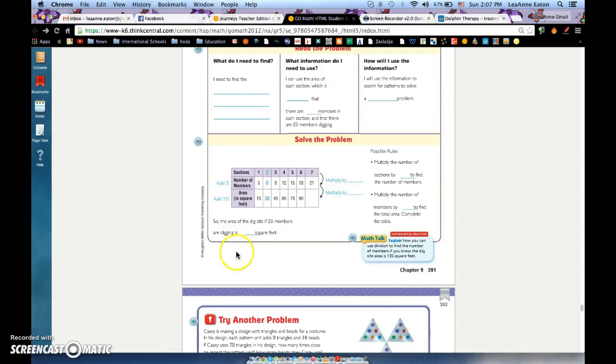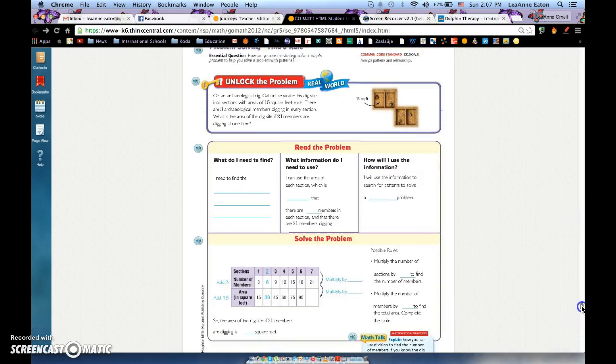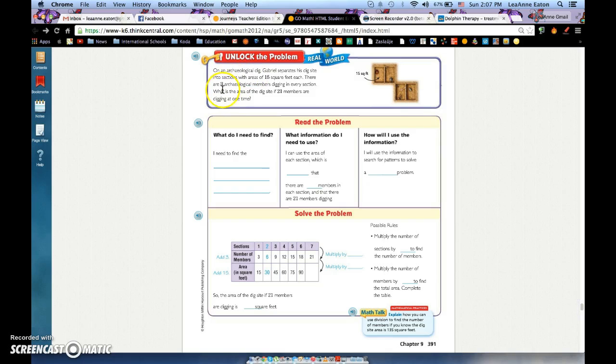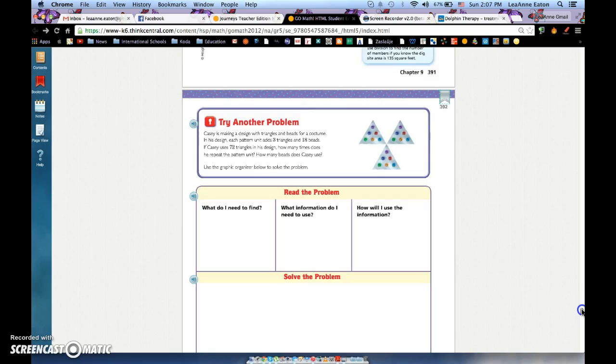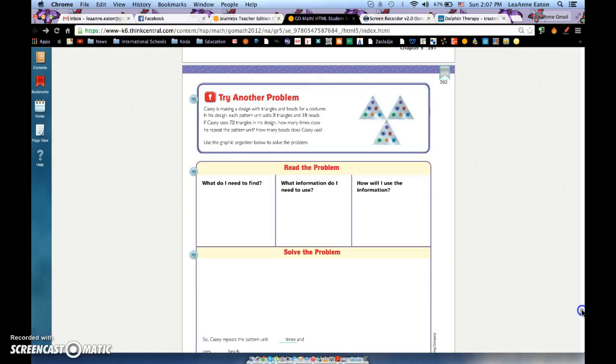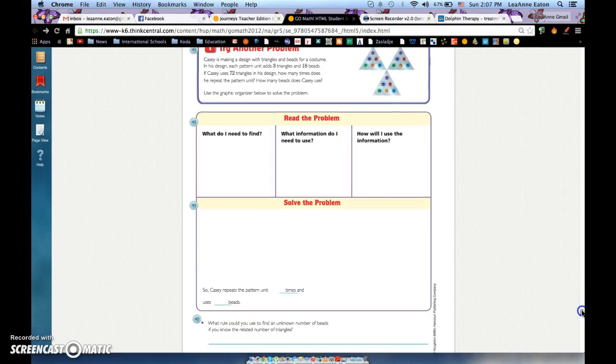Okay, it's 105. So when we see a problem like this, you're going to make a table just like what you were doing last time. Last time we gave you the table, this time you're making the table. That's the only difference in today's lesson. Other than that, it's pretty much the same. So let's look on the next page.